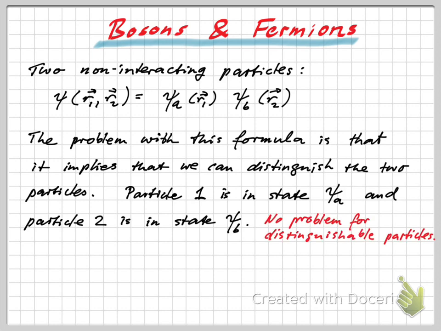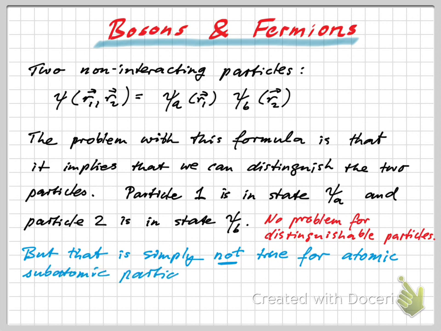Now, this is not a problem for distinguishable particles. If the particles are distinguishable, then this is a perfectly fine two-particle wave function. So if you're, for instance, dealing with an electron and a proton, then there's no problem here. The problem really comes in when you're using two identical particles. So two electrons, for instance.